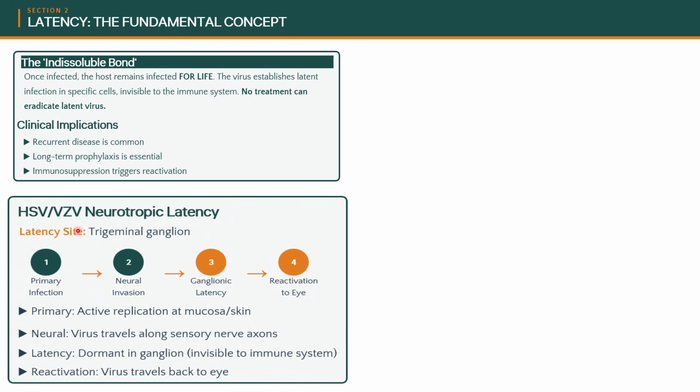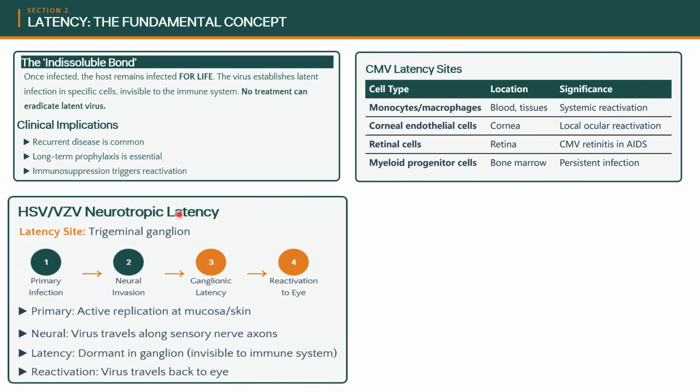Now, herpes simplex and varicella zoster viruses are described as having neurotropic latency. It means they have a predilection for the trigeminal ganglia for both, and varicella zoster also for the dorsal root ganglia. So they have a predilection for nerve cells. That's why it's named neurotropic. However, cytomegalovirus is called epithelial or endotheliotropic because it commonly remains dormant in the corneal endothelial cells, in monocytes in the blood and macrophages, retinal cells, and in myeloid progenitor cells in the bone marrow.